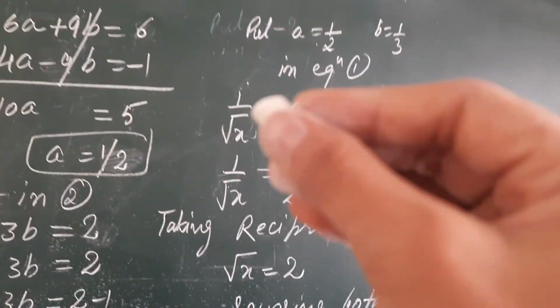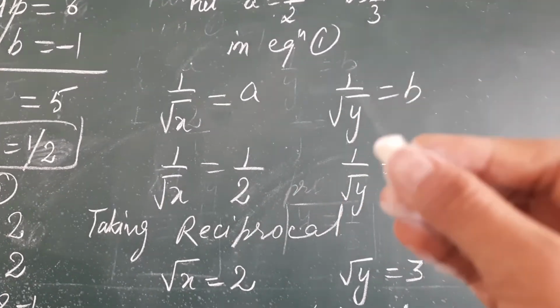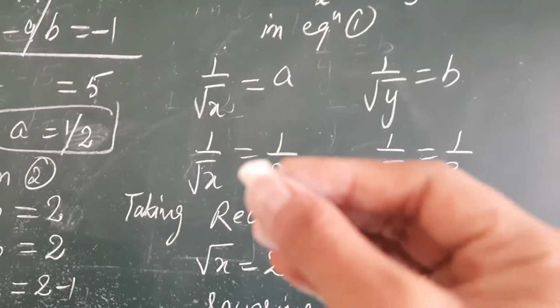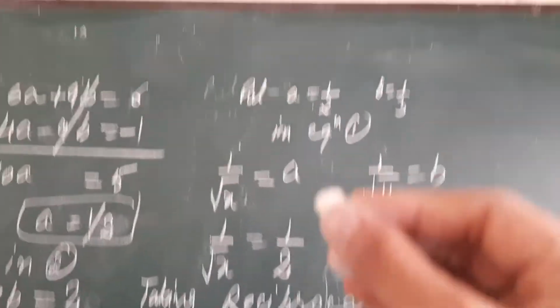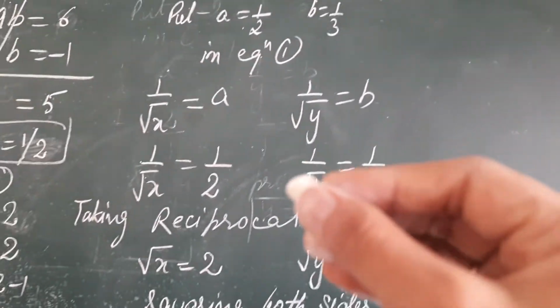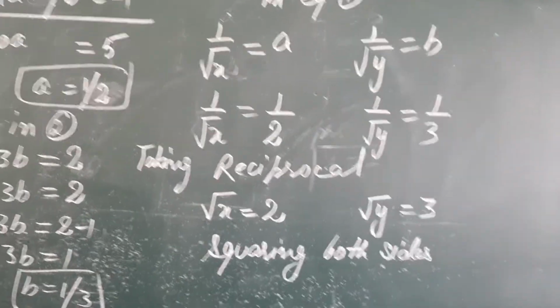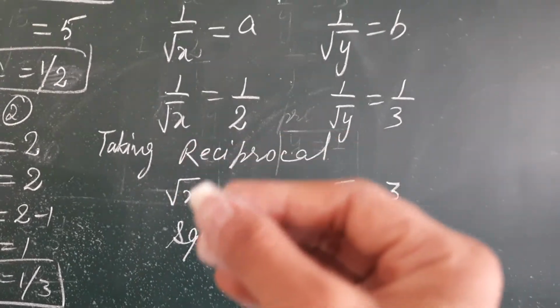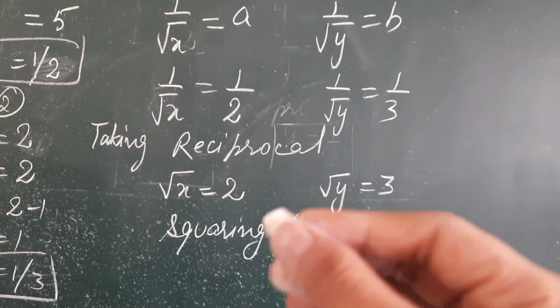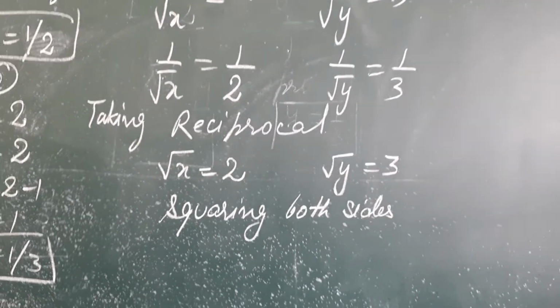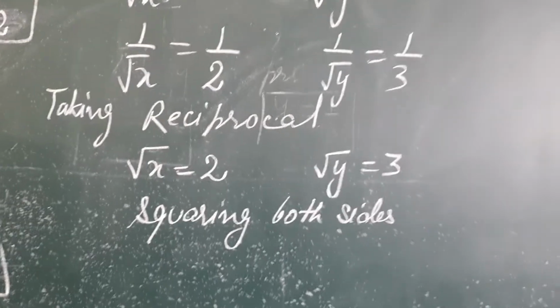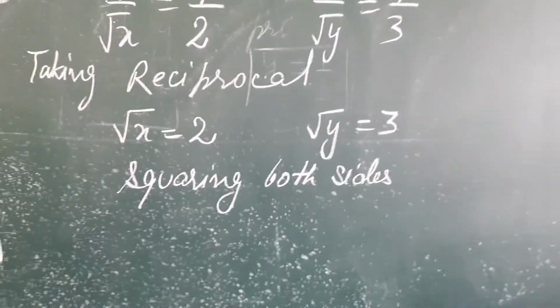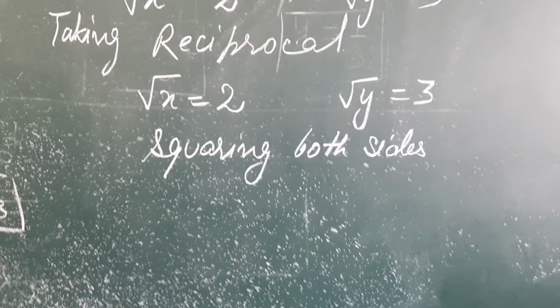So from there 1 by root x is equal to a and 1 by root y is equal to b. So 1 by root x is equal to a, that means 1 by 2, and 1 by root y is equal to 1 by 3. As you know, it is in the denominator, so we have to take the reciprocal. So by reciprocating them, we'll get root x is equal to 2 and root y is equal to 3. Now, but we have to get the value of x and y, not of root x and root y.